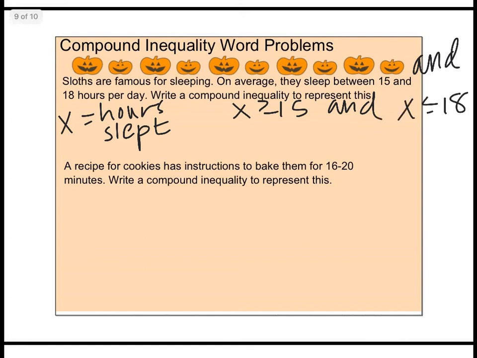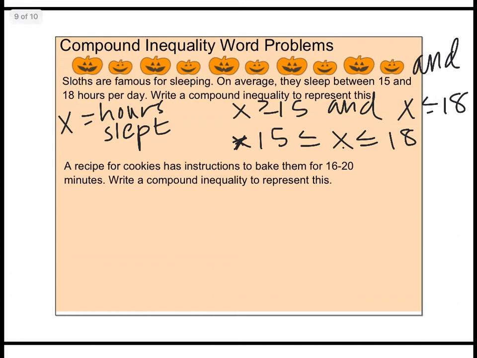That's one way to write the inequality if you like to put it into one. I know 15 has to be less than or equal to x, which is less than or equal to 18. If you like this second version, that one's showing in one step that the hours slept, x, is between 15 and 18 hours.